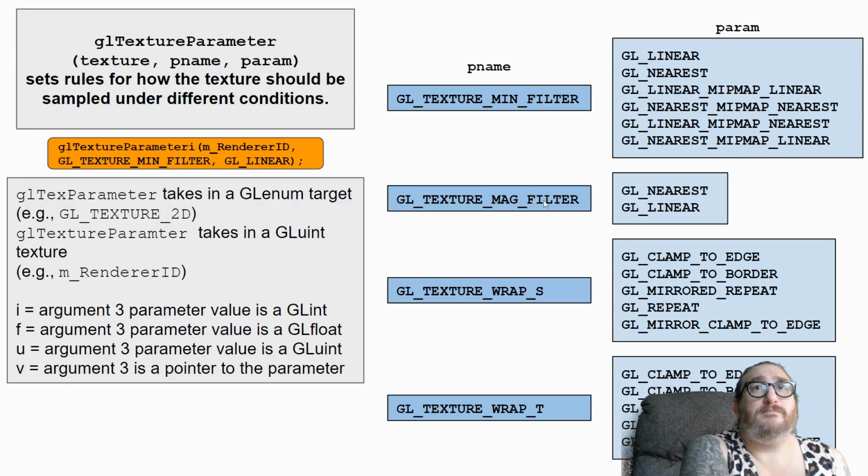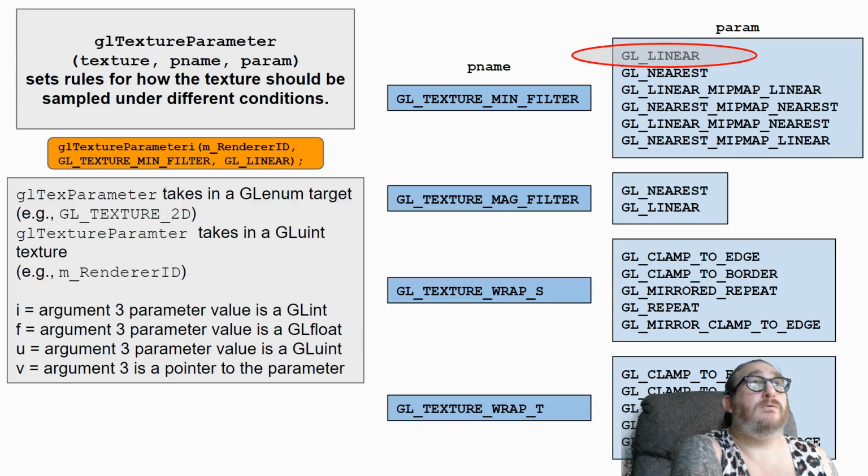And then here are some settings for the mag filter. And then for the texture wrapping, clamp to edge is going to make your texture fill the window. A repeat is going to make your texture, when it gets to the edge, create another copy of the texture next to it, and just keep doing that for the extent of the image. Okay, so right now over here you can see we have mRenderer ID, we have GL texture min filter, and for that we've chosen GL linear.